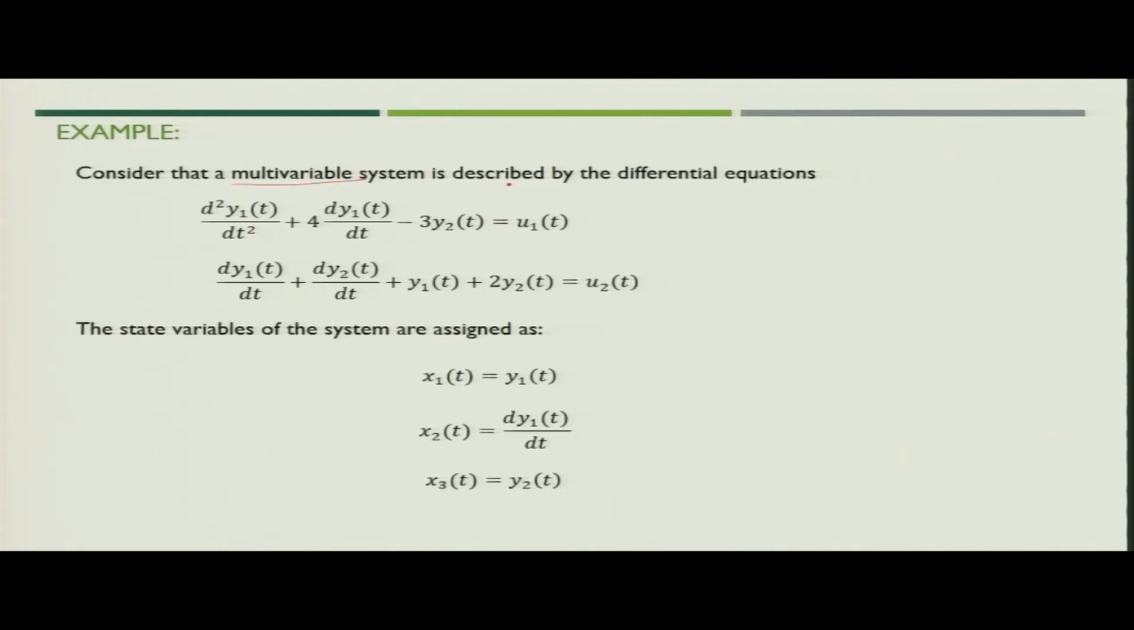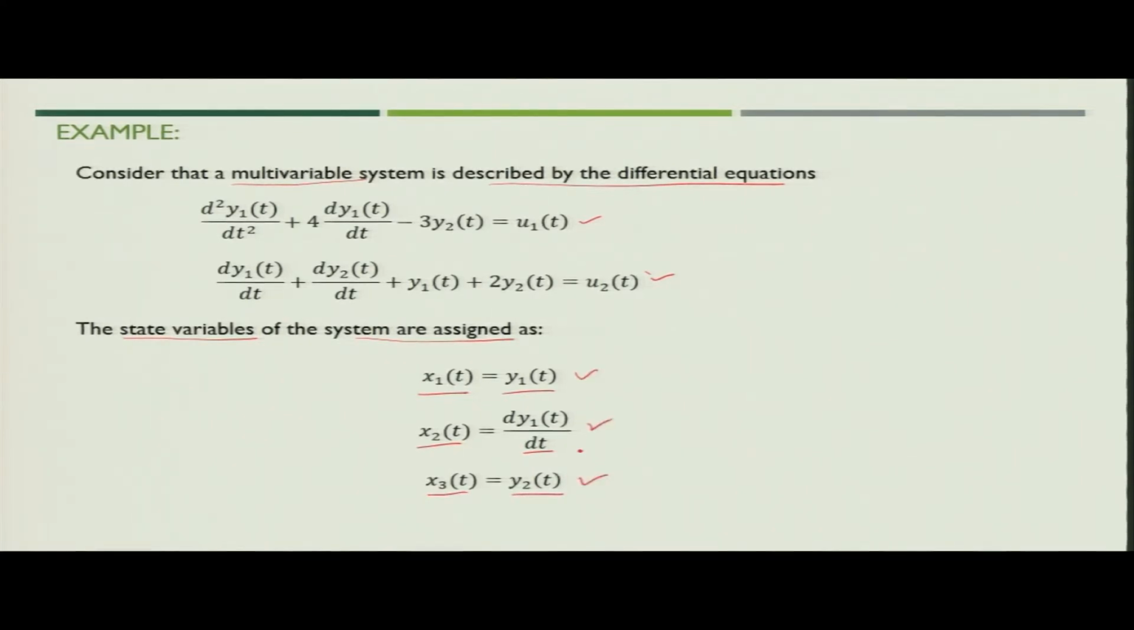Consider a multivariable system described with the help of these two differential equations. The first is d2y1/dt2 + 4 dy1/dt - 3y2 = u1. The second is dy1/dt + dy2/dt + y1 + 2y2 = u2. Now, let us define the state variables in the system as x1 = y1, so that is one state variable, x2 = dy1/dt, and x3 = y2.